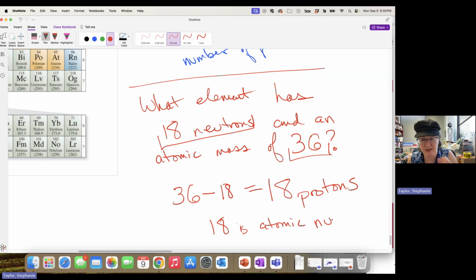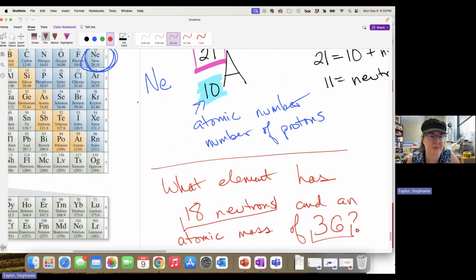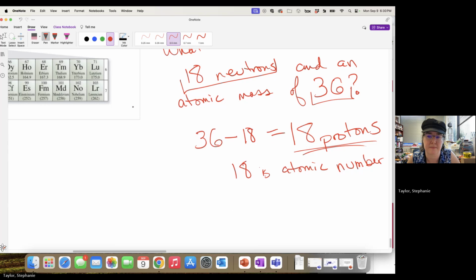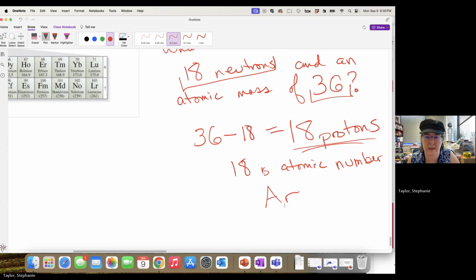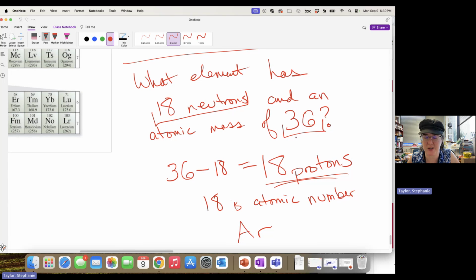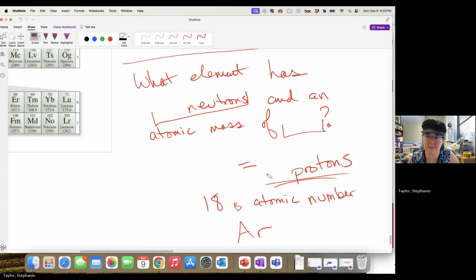I am using the number 18 way too many times. Oh, too late. And so now I can find my atomic number 18, which is argon. So I did actually have to do that subtraction. I should have picked some different numbers. I can pick different numbers.